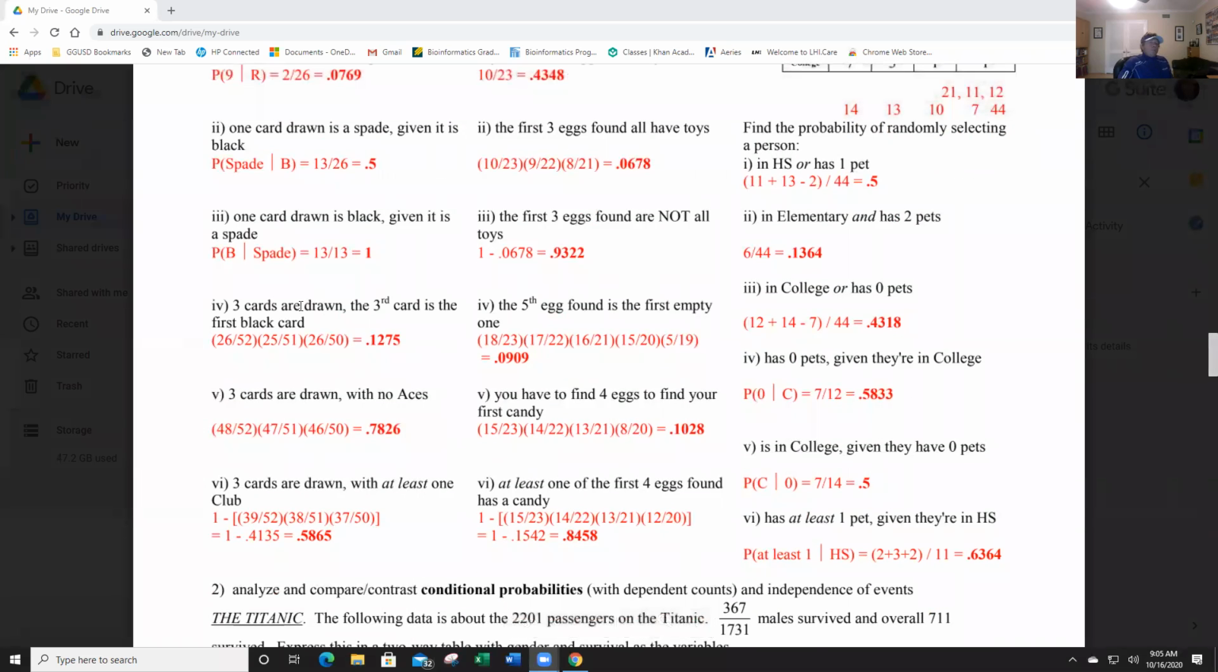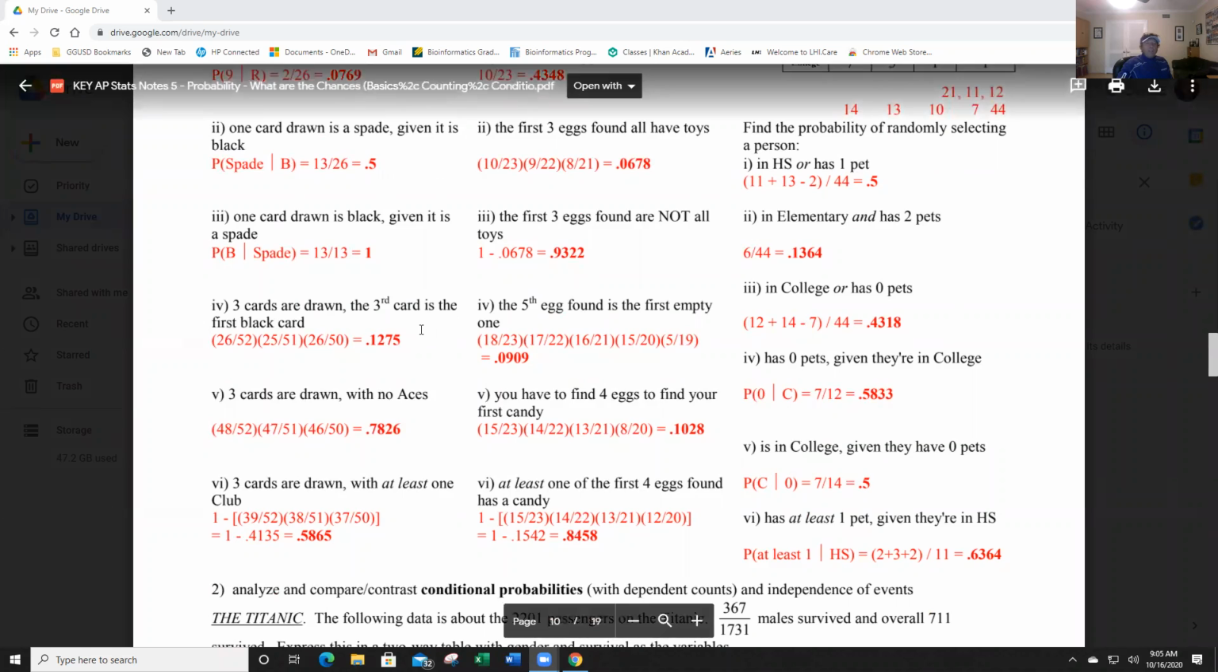3 cards are drawn. The third card is the first black. Okay, you're into your non-replacement. So this means we got a red card right away. This means we got a second red card. And finally, we get a black. There are still 26 of them left, but there are 2 fewer cards. Multiply all that together because they're independent events, and it's about 13%.